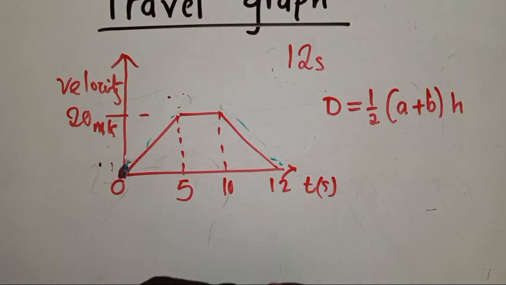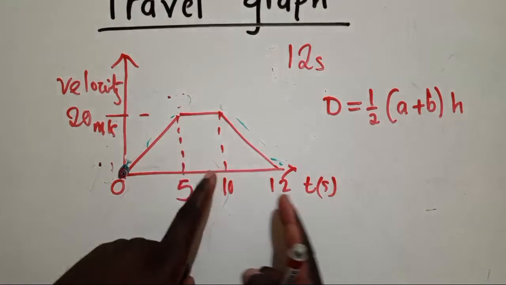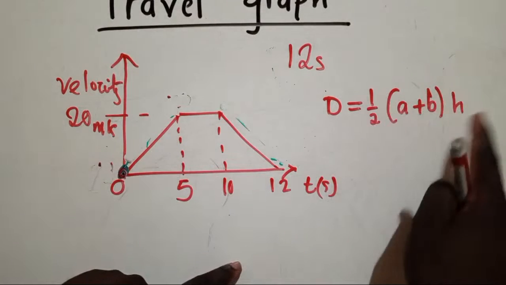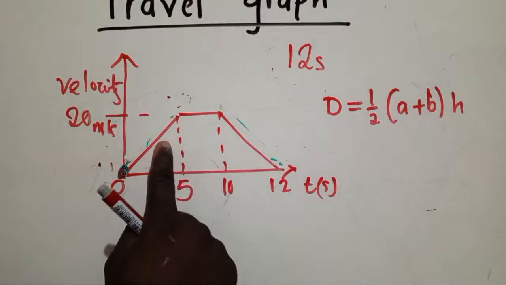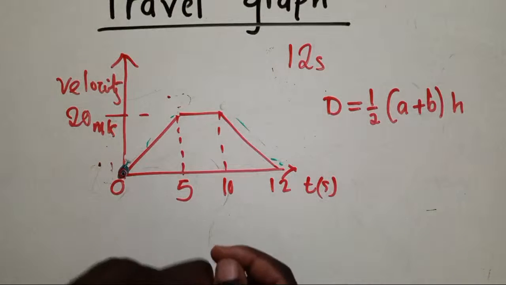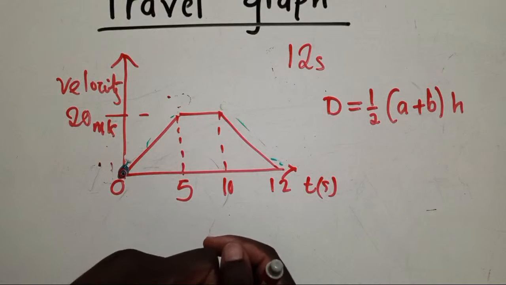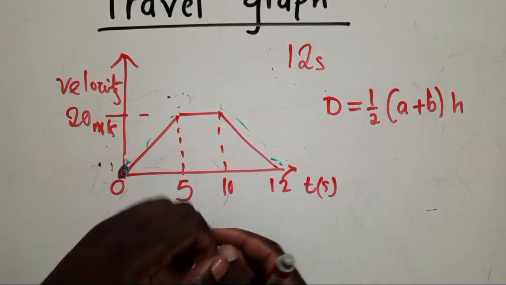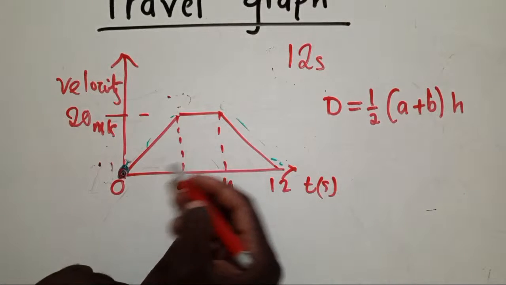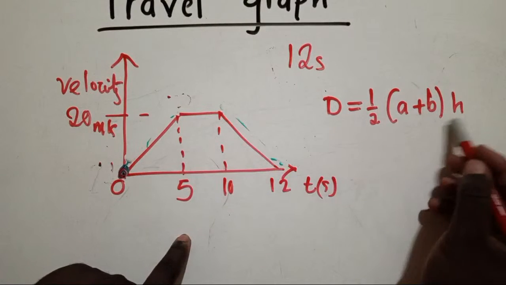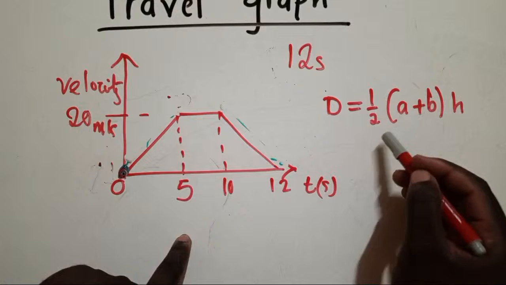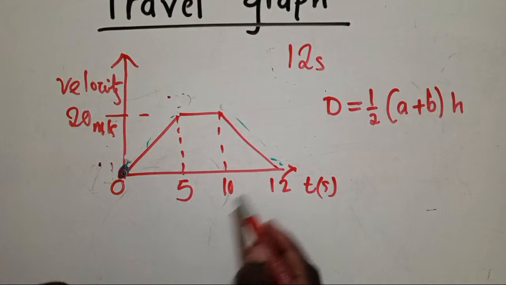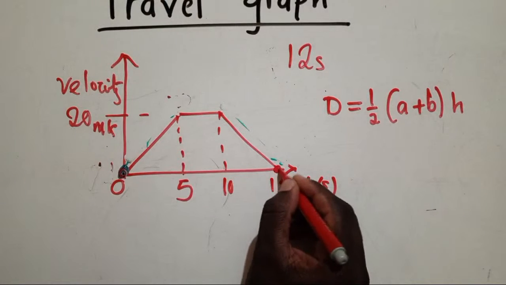Okay, so this formula, it's for trapezium. We are dealing with a trapezium, and this is the formula you're supposed to use. If it is a triangle, you use the formula for finding area of a triangle. If it's a rectangle, the formula for finding area of the rectangle. But in this case, this is a trapezium. So this is the formula for finding area of a trapezium, and it's the same we use for finding distance. Okay? So 12 seconds is right here.